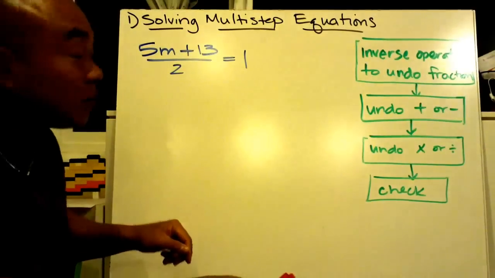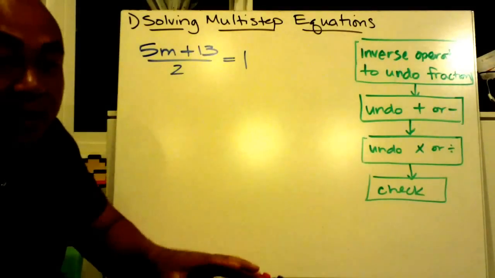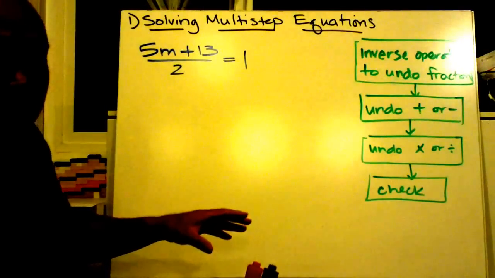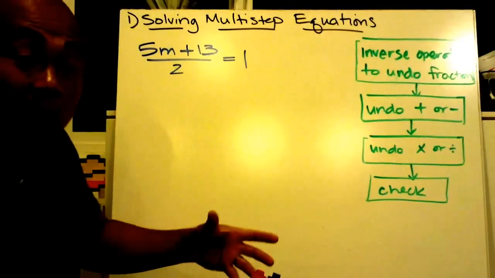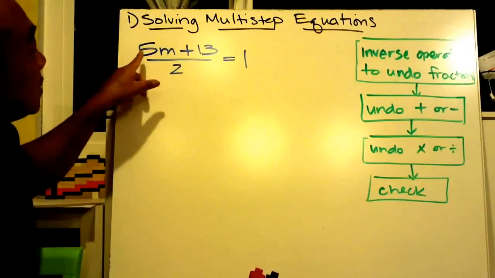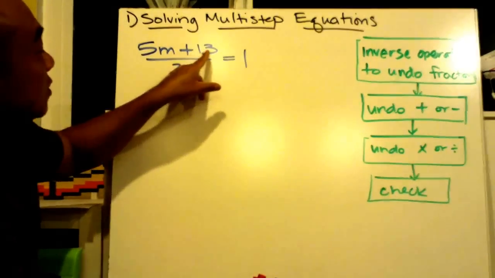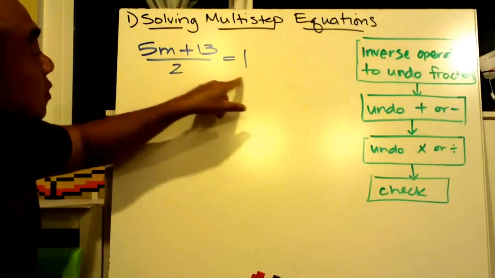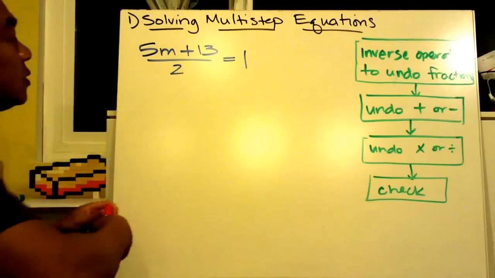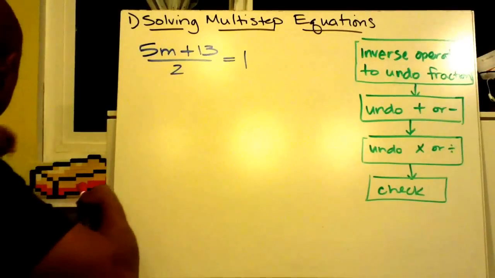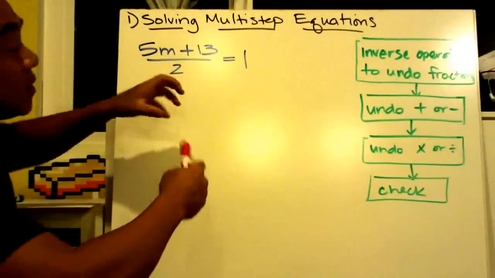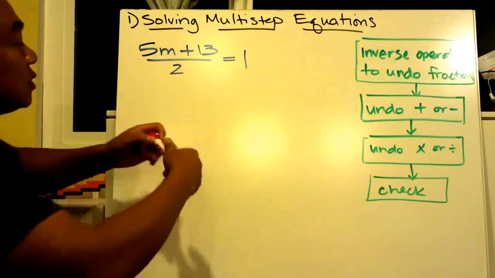Alright, let's start off with our first one, and this is just a basic multi-step equation, which means there's just more than one operation going on here. If you look at this, you have 5 times m plus 13, divided by 2, is equal to 1. The first thing that we want to do here is get rid of that 2, just because the whole fraction thing, let's make it a lot easier for us.